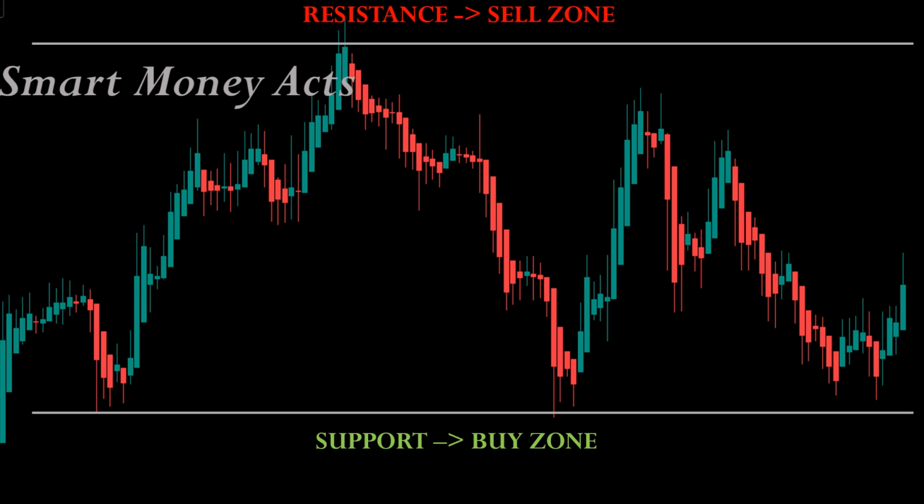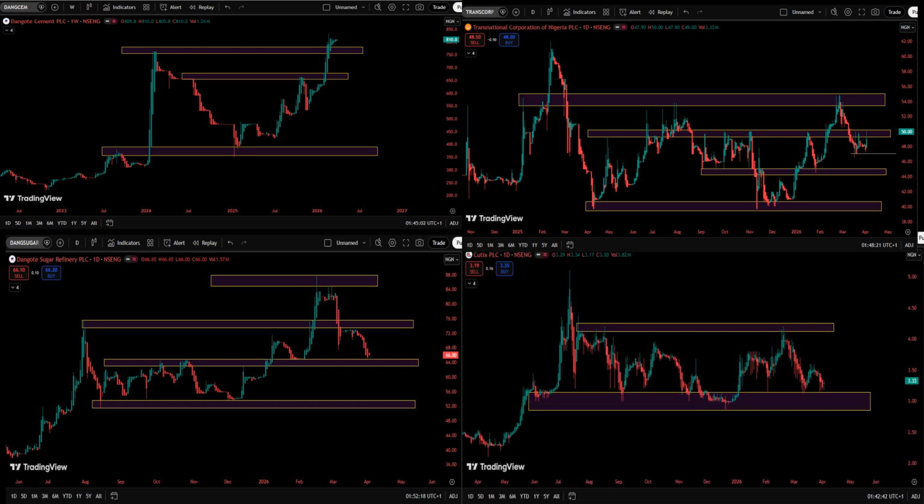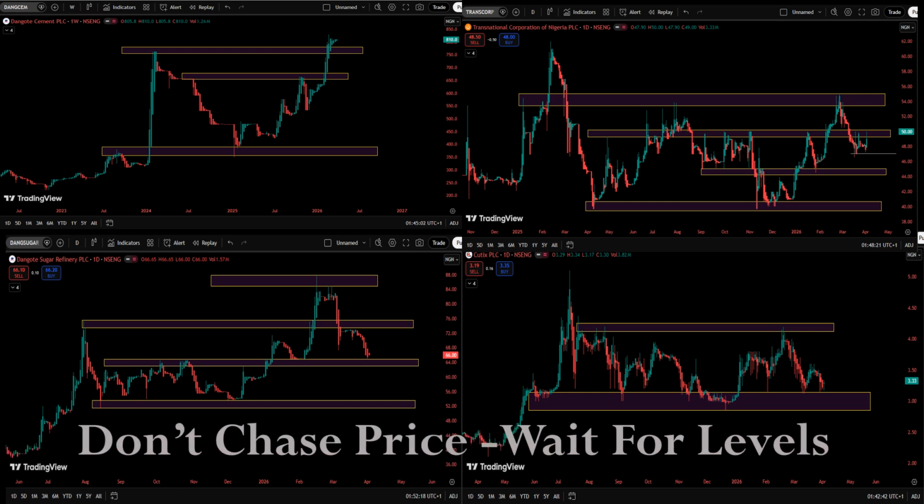This is where smart traders make their moves. But here's the secret: these levels work extremely well in Nigerian stocks. Why? Because many NGX stocks respect key price levels strongly due to institutional participation, lower volatility, and fewer sudden spikes. So when price approaches these areas, smart traders don't panic. They wait, they observe, and then they react.